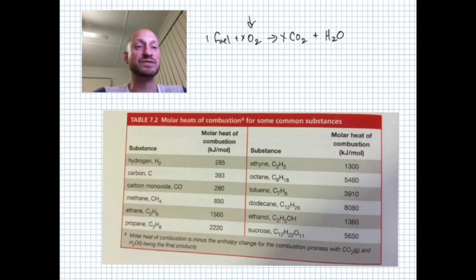Here are some other values for molar heat of combustion for some common substances. All right. I'll see you later.